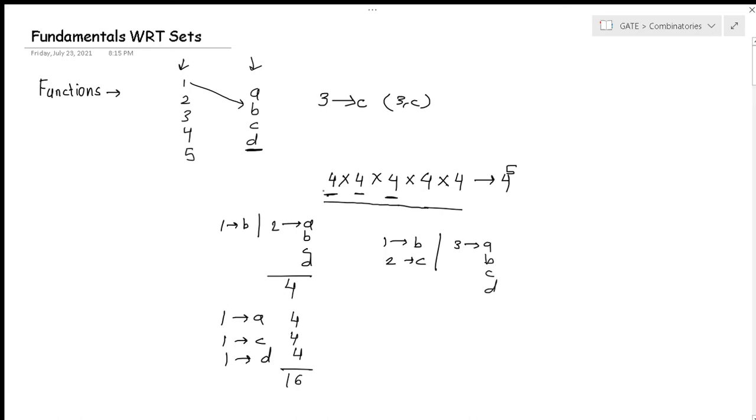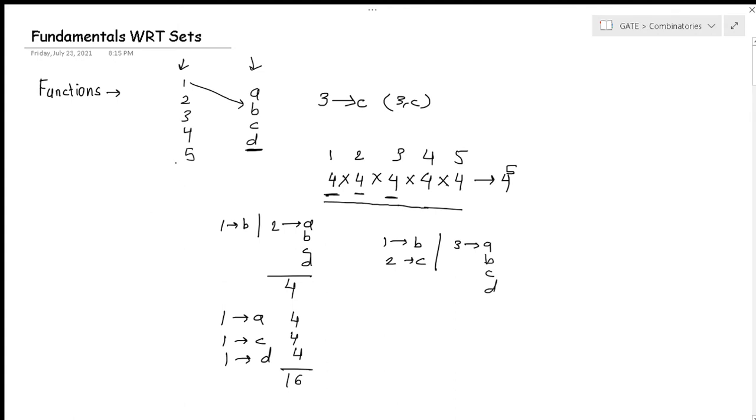See, for the first element we had four choices, and for the second element also we had four choices, but these choices were independent. It doesn't matter what element one gets mapped to, so we were free to do any pairing for the second element. That's why we multiplied: we are independent, we are not bothered by where the one was mapped. Again for the third, fourth and fifth elements.